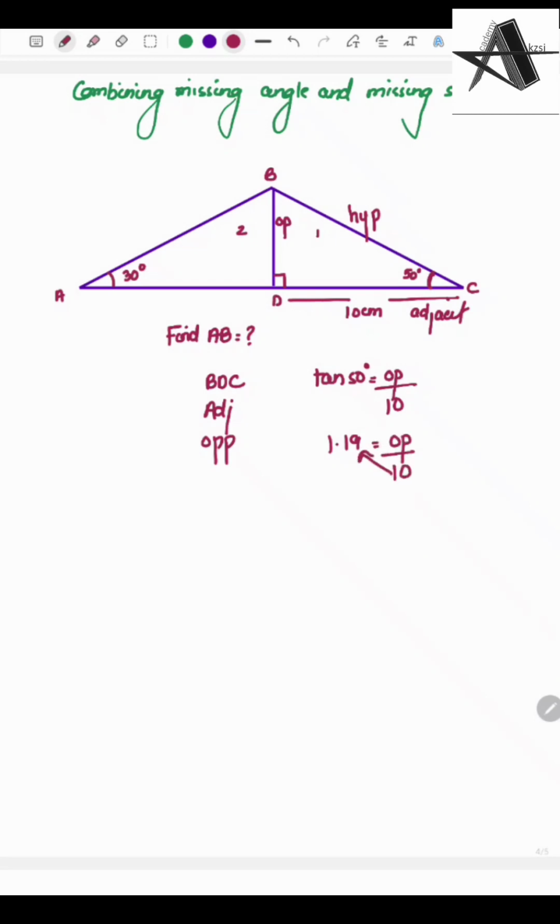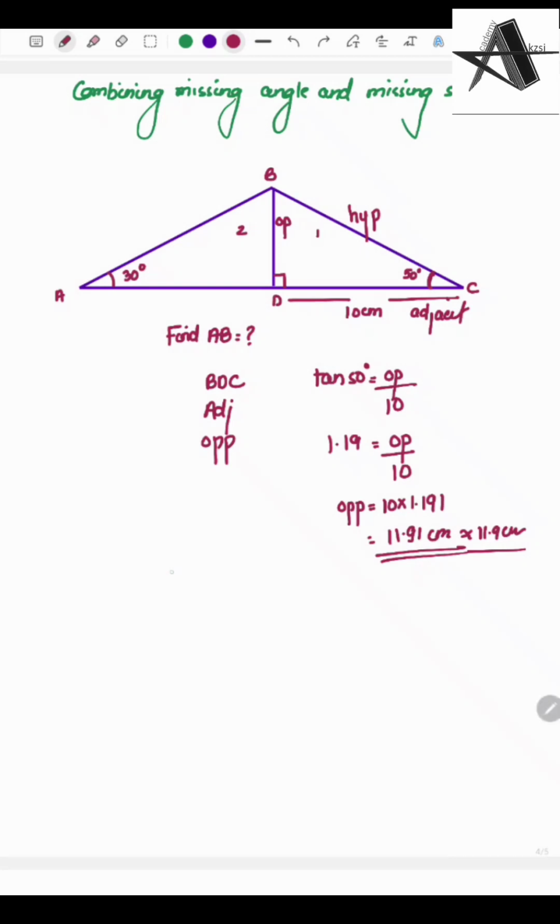Now cross multiply, you will get opposite equals 10 into 1.191. So the answer is 11.91 centimeters. Or we can write up to one decimal place as 11.9 centimeters. This is the value of BD. We now have one known side in triangle 2. Only focus on triangle 2. Whenever you see a combination of two triangles, you have to work like that.